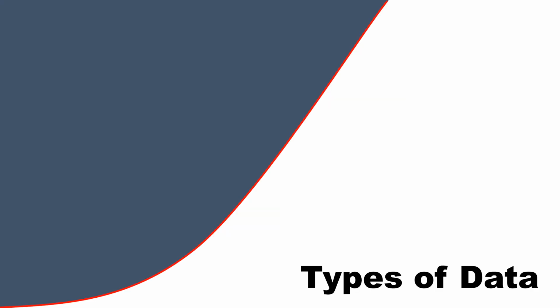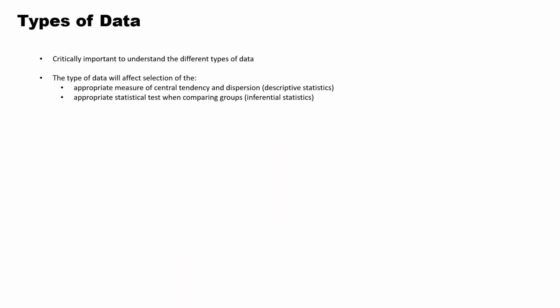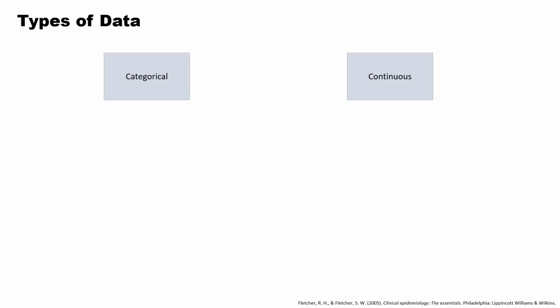So to start this section, we need to talk about different types of data. It's critically important to understand the different types of data. They will affect our selection of an appropriate measure of central tendency and dispersion, which is a component of descriptive statistics, and they'll also affect an appropriate statistical test when comparing groups, so our selection of our inferential statistical test. In general, data can be split into two broad groups, categorical data and continuous data.